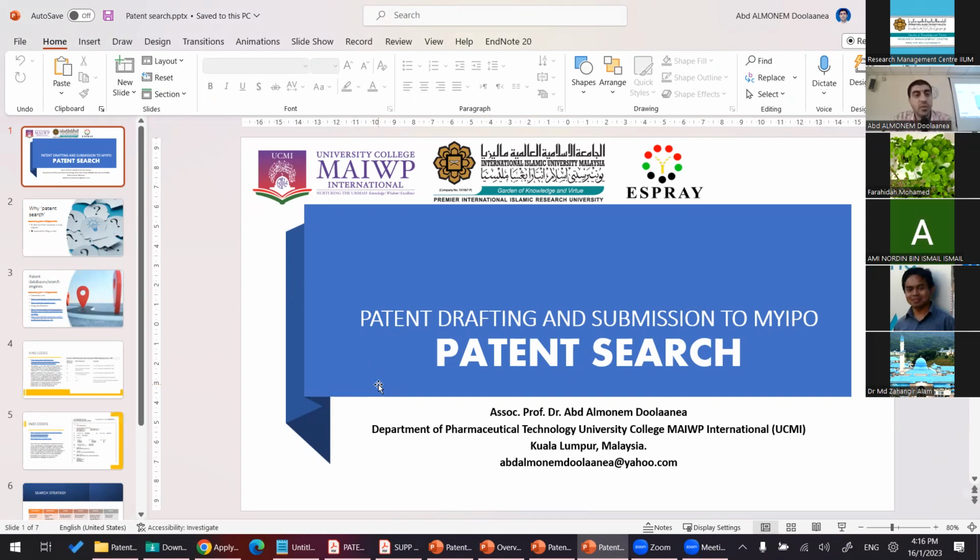Bismillahirrahmanirrahim. So we continue with the last session today, the patent search. As a researcher, usually this is not a big problem because we already know how to do literature search, is it? But now we need to know how to twist that one to become a patent search.